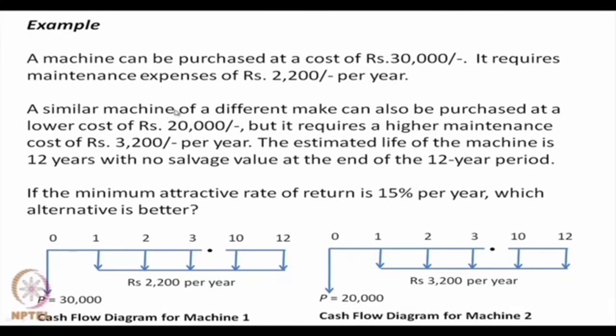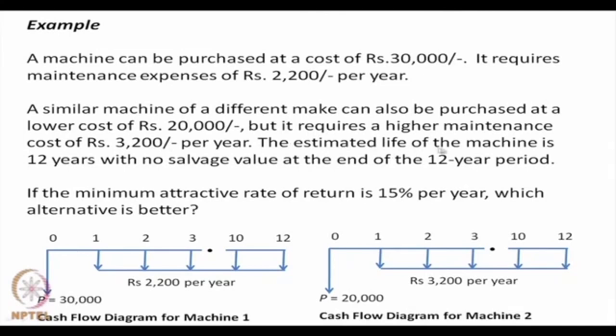A similar machine of a different make can also be purchased at a lower cost, which is 20,000 rupees. This machine is 30,000 and this machine is 20,000, but it requires a higher maintenance cost of 3,200 rupees per year. Maintenance cost for this machine was 2,200, maintenance cost for this machine is 3,200.